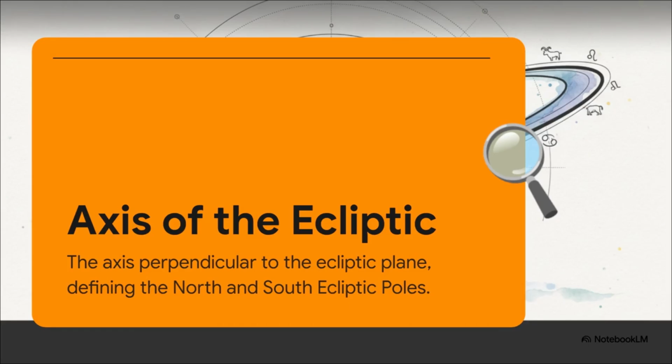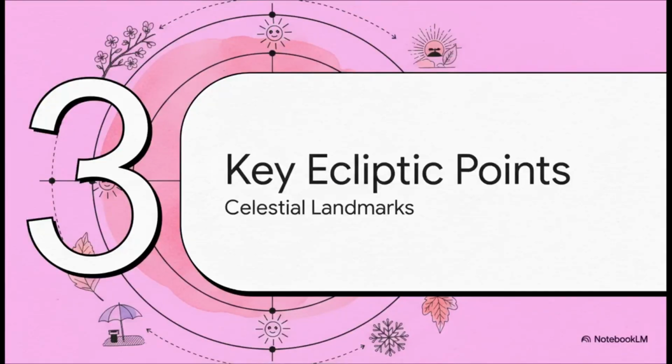Now, just like Earth's rotation defines our familiar north and south celestial poles, this tilted ecliptic plane defines its own set of poles. Imagine drawing a line straight through the center of the ecliptic plane, perpendicular to it. Where that line pokes through our celestial sphere, we get the north and south ecliptic poles. Now, it's really important not to confuse these with the celestial poles. They're two different sets of poles based on two different fundamental planes. So, because these two great circles, the ecliptic and the celestial equator, are tilted, they have to intersect.